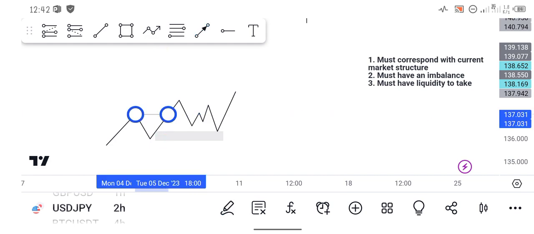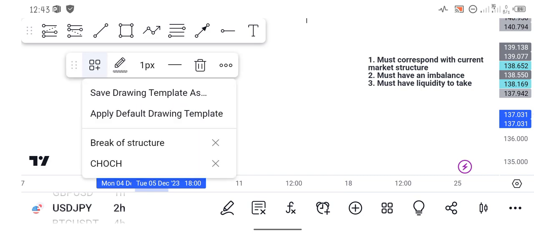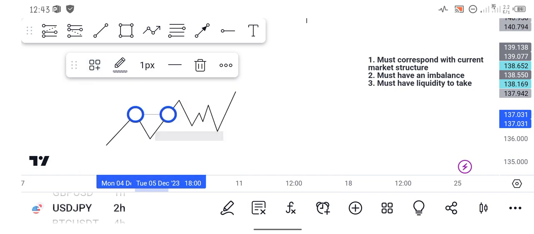Price was coming for a reversal, and after coming to the order block, it will go on to break structure again. So just indicate there that this is a break of structure, and that is the first criterion. It must correspond with the current market structure, which it did. It broke structure.